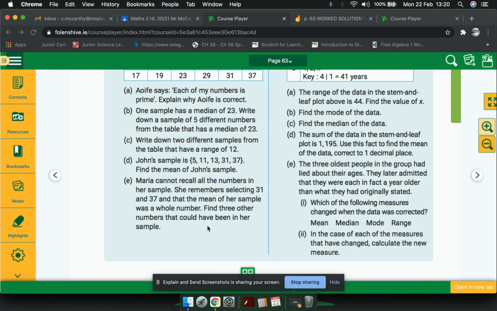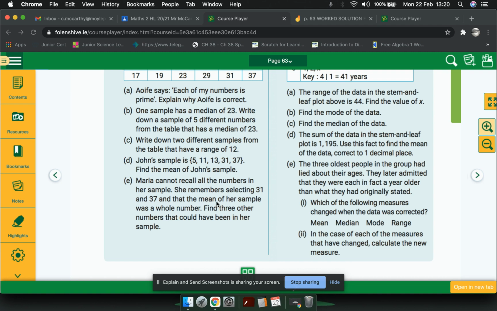Well, looking at that, this is problem solving at its finest. What you do is you write down the numbers 31, 37. You could represent the other three numbers by letters. We don't know what they are right now. You could say they are A, B, and C. Okay. So she remembers selecting 31, 37.